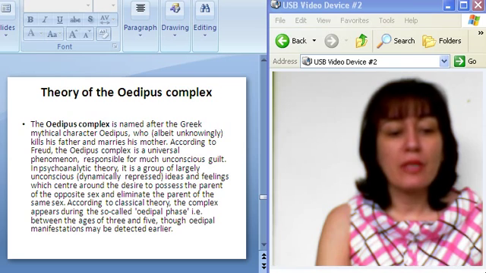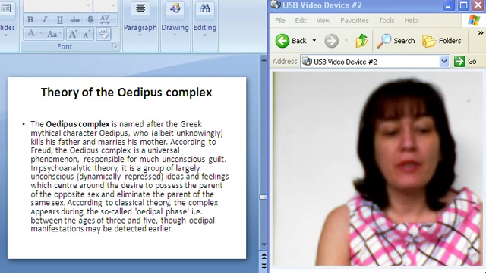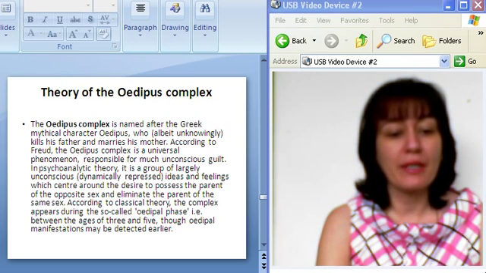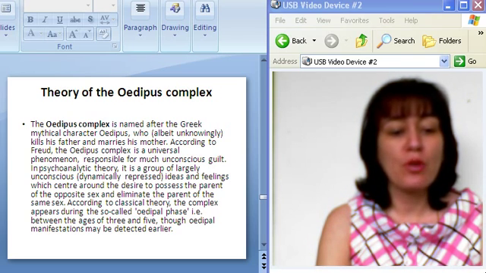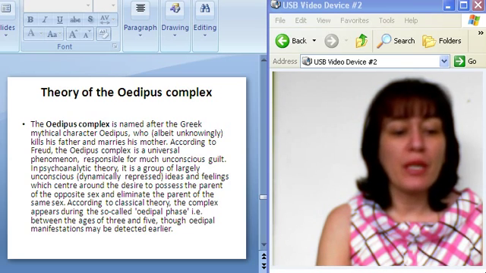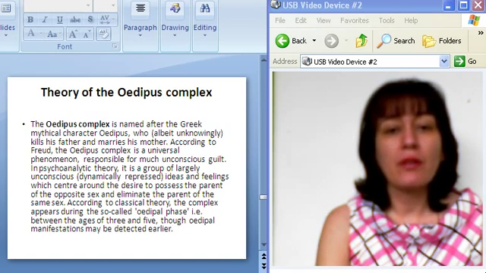In psychoanalytic theory, it is a group of largely unconscious, dynamically repressed ideas and feelings which center around the desire to possess the parent of the opposite sex and eliminate the parent of the same sex. According to classical theory, the complex appears during the so-called Oedipal phase, in other words, between the ages of 3 and 5, though Oedipal manifestations may be detected earlier.